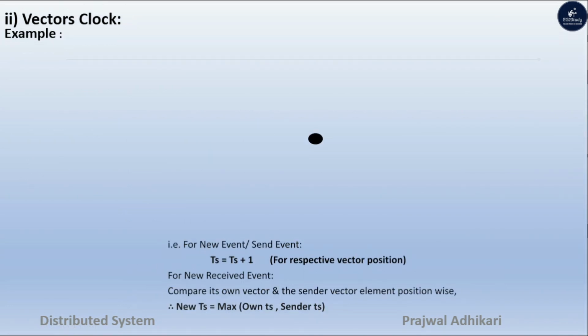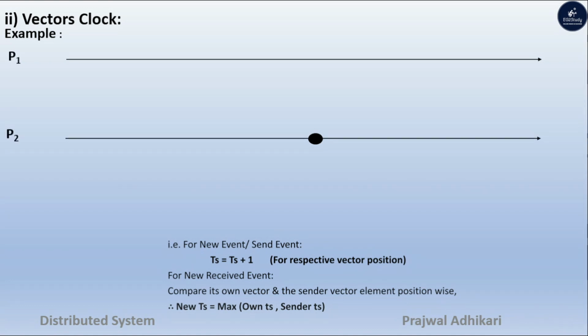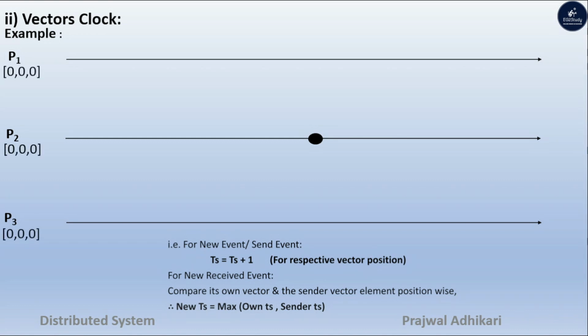Here is the example of vectors. Here we have taken 3 different processes P1, P2, P3. Initially all the vectors are 0. Here we have taken 3 processes, so the size of the vector is also 3. This one is for process 1, this one is for process 2, and this one is for process 3. So if a new event occurs, then we have to increment by 1. And if another event, then we have to increment this.